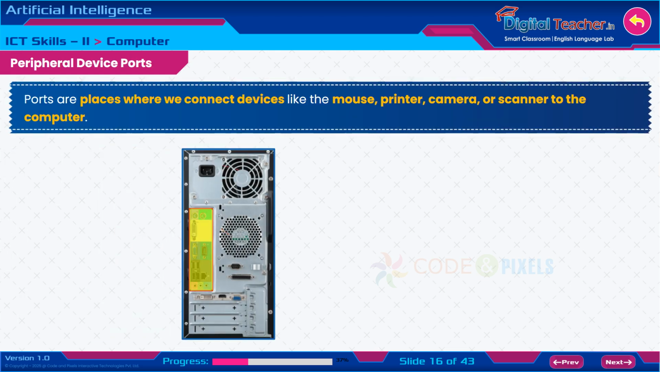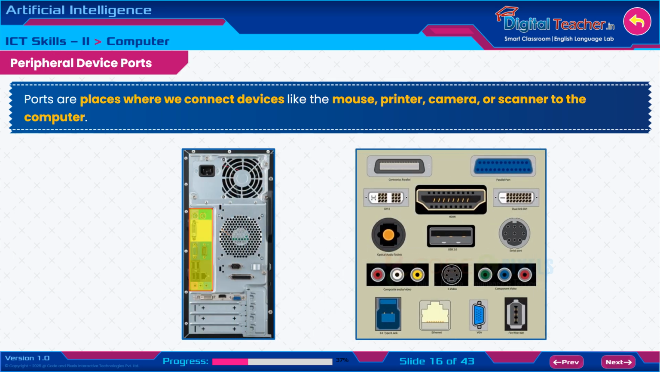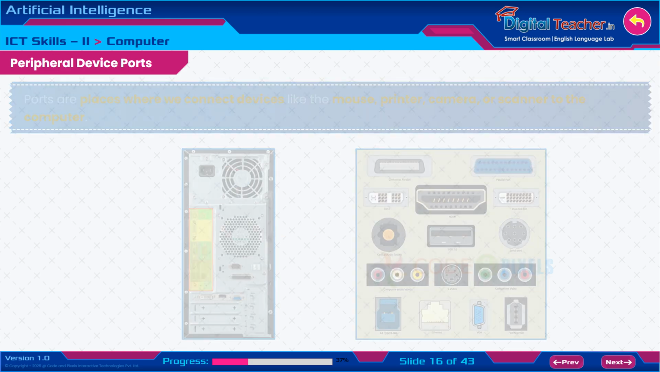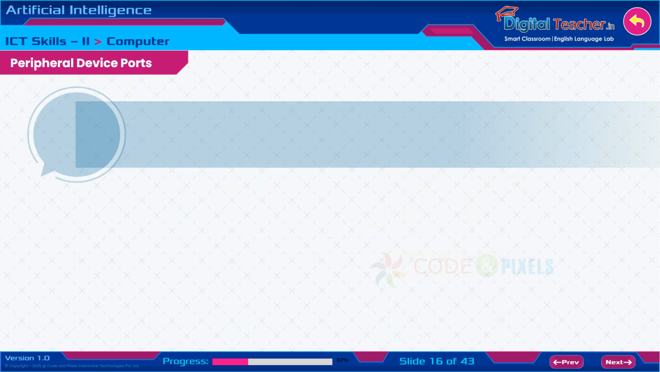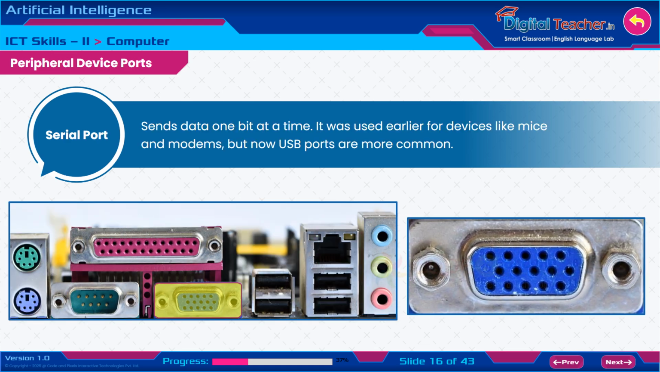Ports are places where we connect devices like the mouse, printer, camera, or scanner to the computer. Let's learn about some common ports. Serial port. Sends data one bit at a time. It was used earlier for devices like mice and modems, but now USB ports are more common.